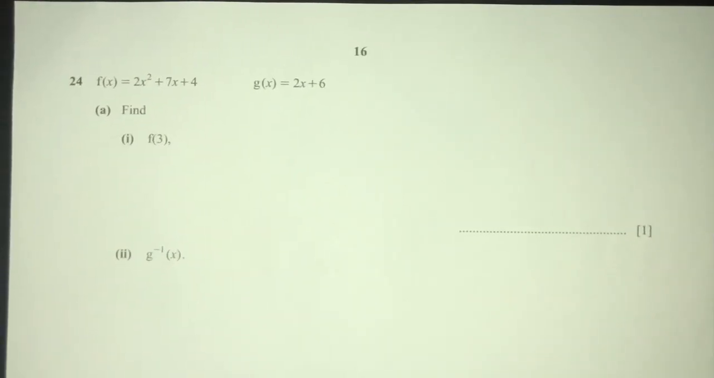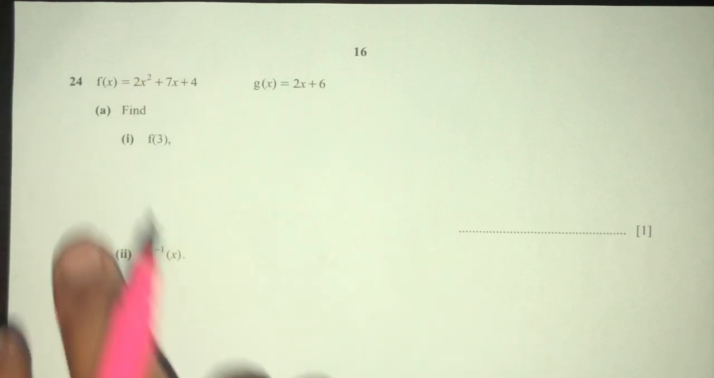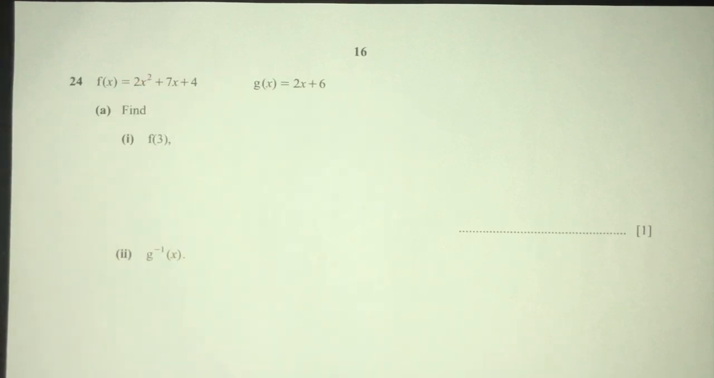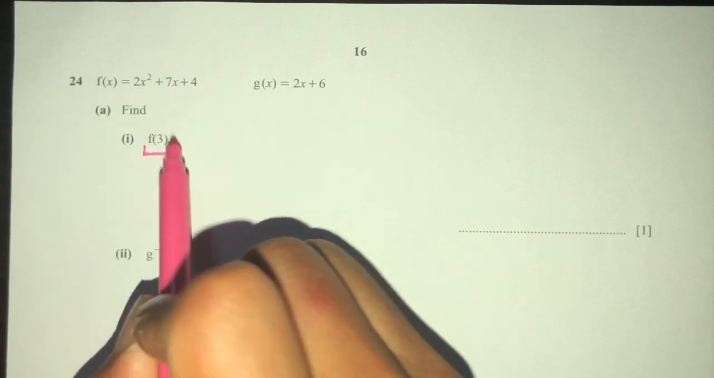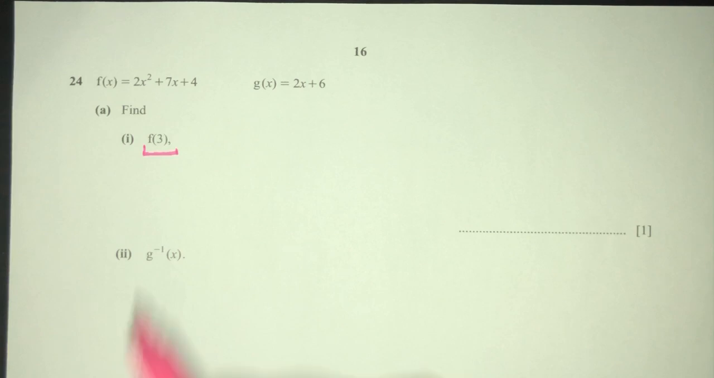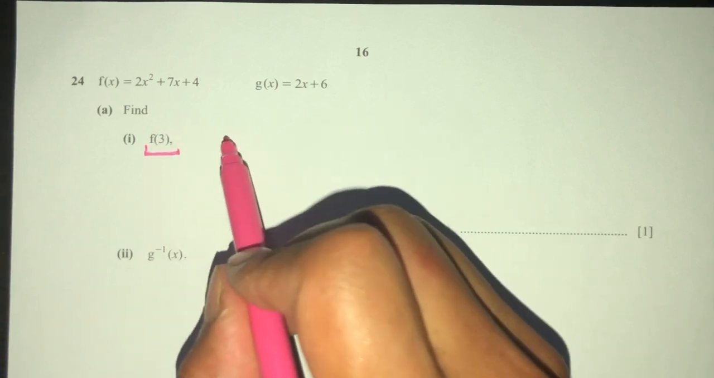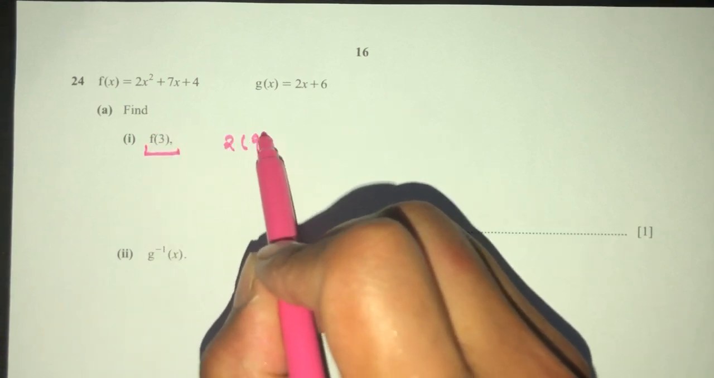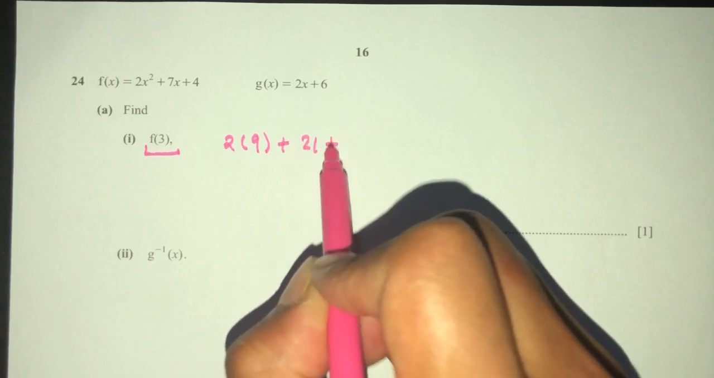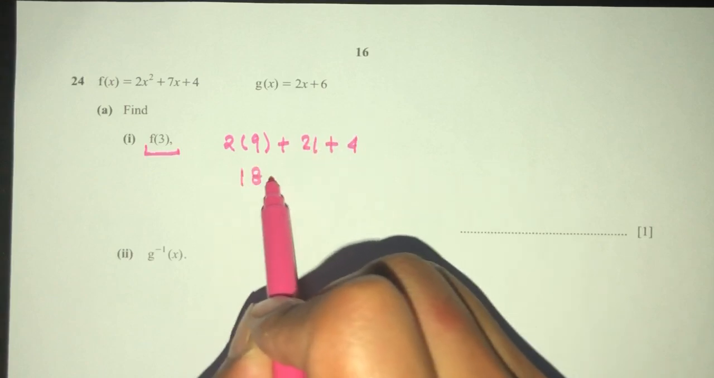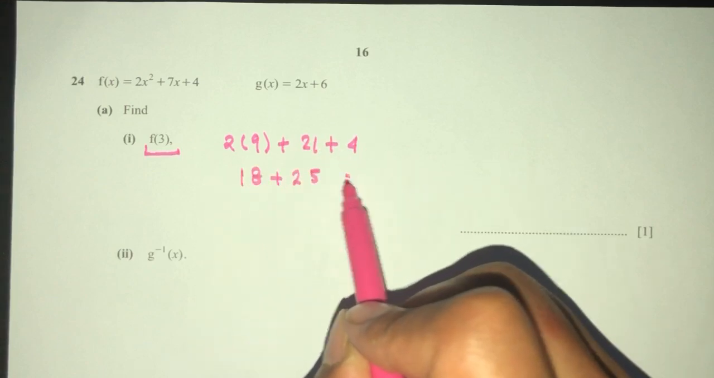Now let's move on to question number 24. Here we have f of x is equal to this and g of x is equal to this, right? Part A, we have to find this one. How would you find this? Pretty easy. We have to replace the value of x by 3. That will be 3 squared, that should be 9 plus 21 plus 4. That should be 18 plus 25, and that should be 43.